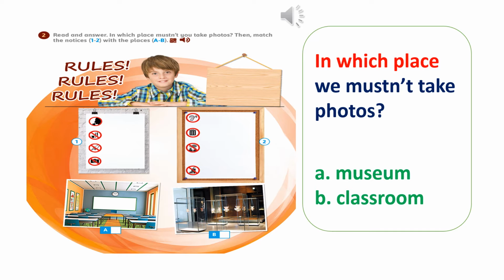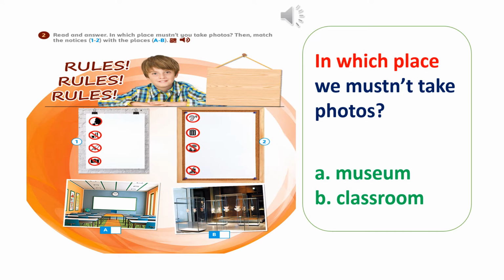Rules, rules, rules. There are rules in the classroom and the places we visit. We must read the rules and follow them. Here are some rules. 1. You must be quiet. You mustn't eat or drink. You mustn't touch. You mustn't take photos. 2. You must listen to your teacher. You must throw rubbish in the rubbish bin. You mustn't talk with your friends when the teacher is talking. You mustn't eat or drink.